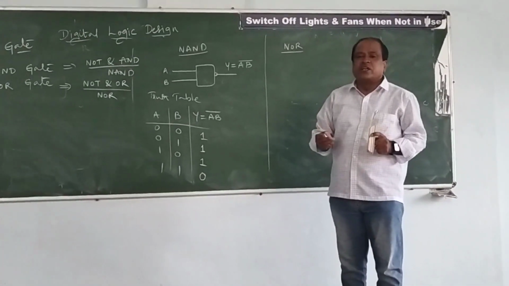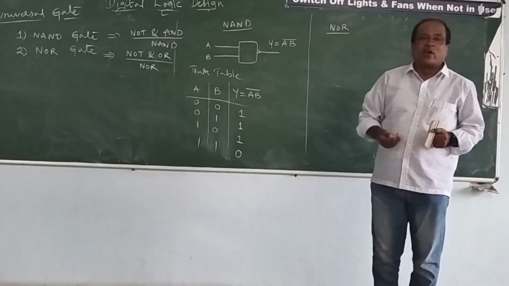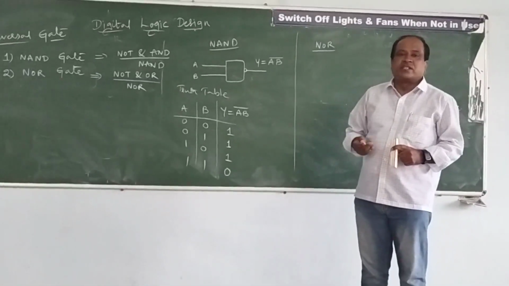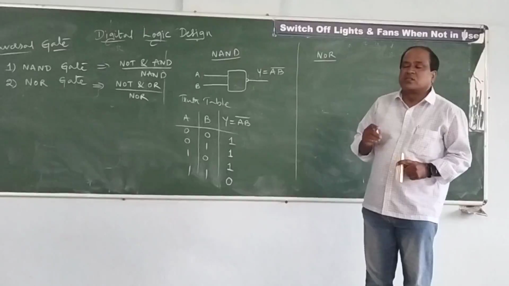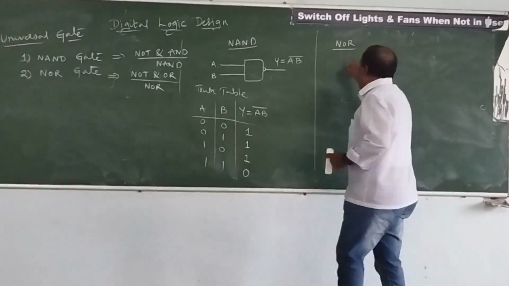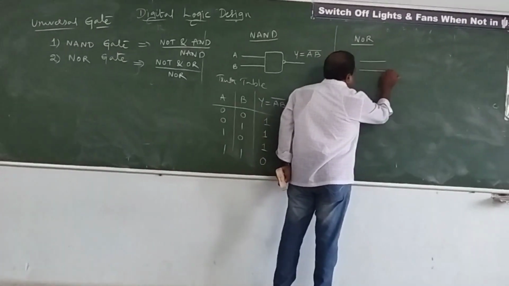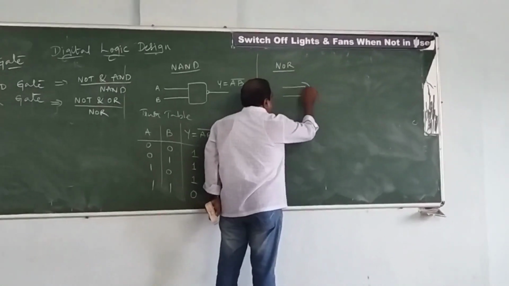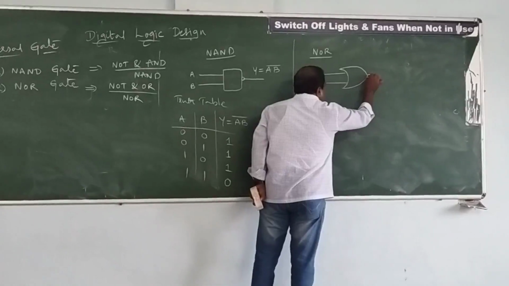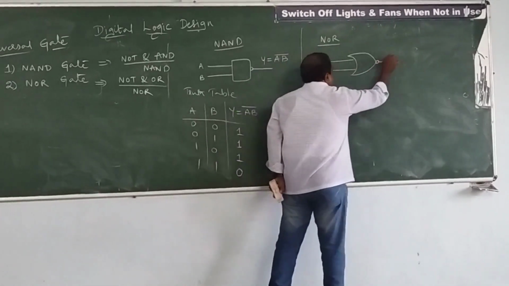The need for the basic gates is that without them there is no NAND gate and NOR gate. Unless you know the basic gates, you can't understand the NAND operation or the NOR operation. Because of that it is necessary to study the basic gates. Now coming to this NOR gate, you can see the schematic. The schematic is like an OR gate, but at the output we connect a NOT gate. So this is the NOR operation.